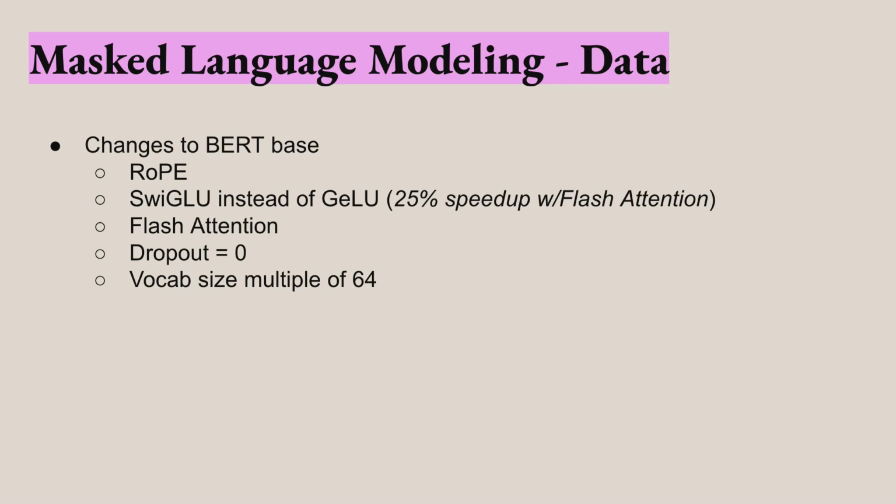In terms of those optimizations that I was talking about, here are the changes they made to BERT base. They're using rotary positional embeddings. They're using SwiGLU instead of GLU, and that gave them a 25% speed up. They're using flash attention, a dropout of 0, and they're using a vocab size that is a multiple of 64.